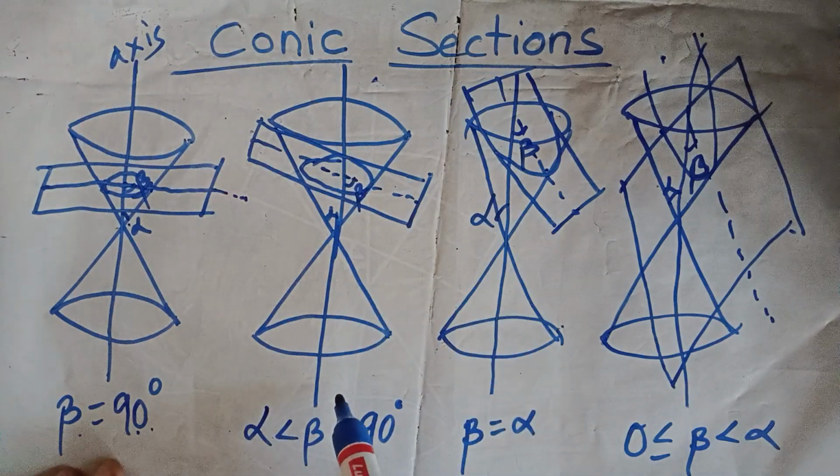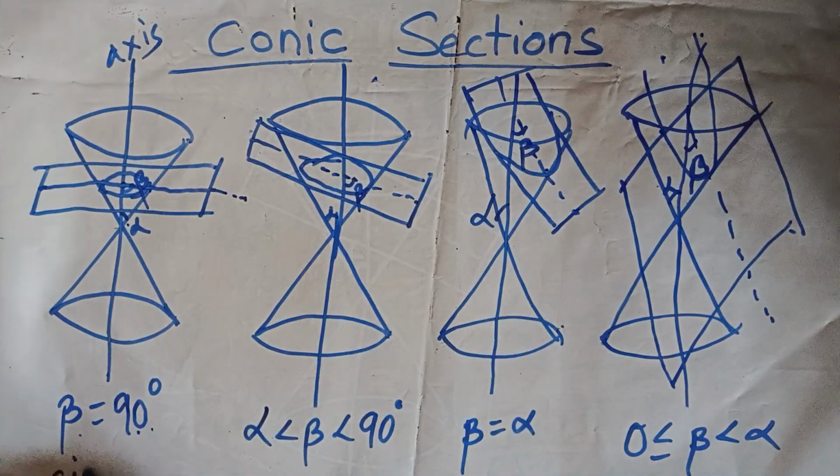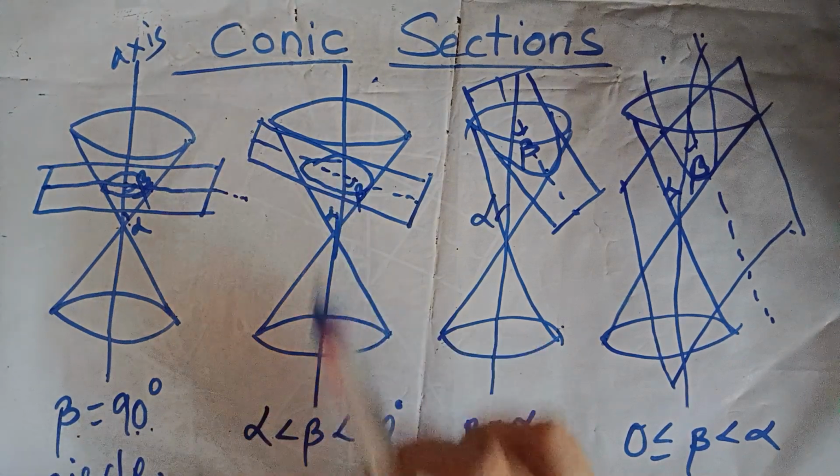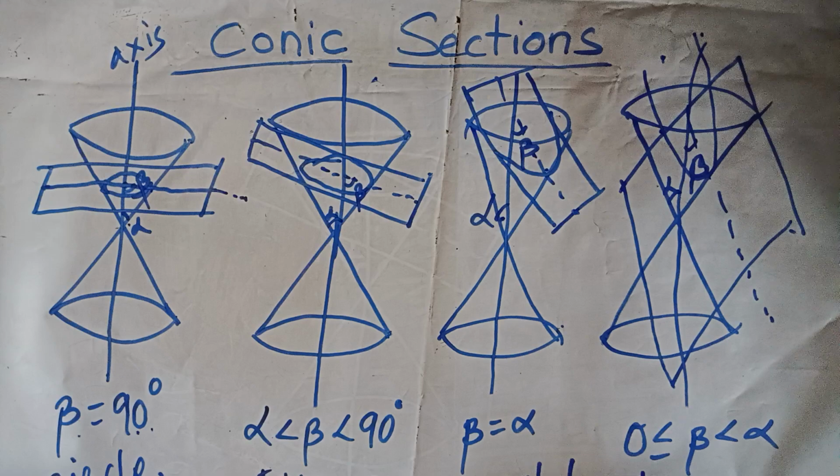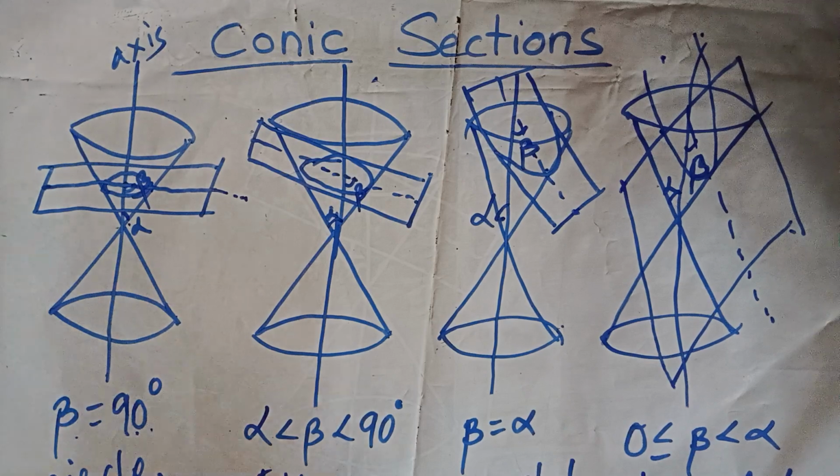And this forms a circle. For the second case, when beta is between alpha and 90 degrees, that is, less than 90 and greater than alpha, where alpha is this angle, then we get an ellipse. When beta becomes equal to alpha, we get a parabola. And when beta is between 0 and alpha, we get a hyperbola. So we are going to learn in detail about all these parts.